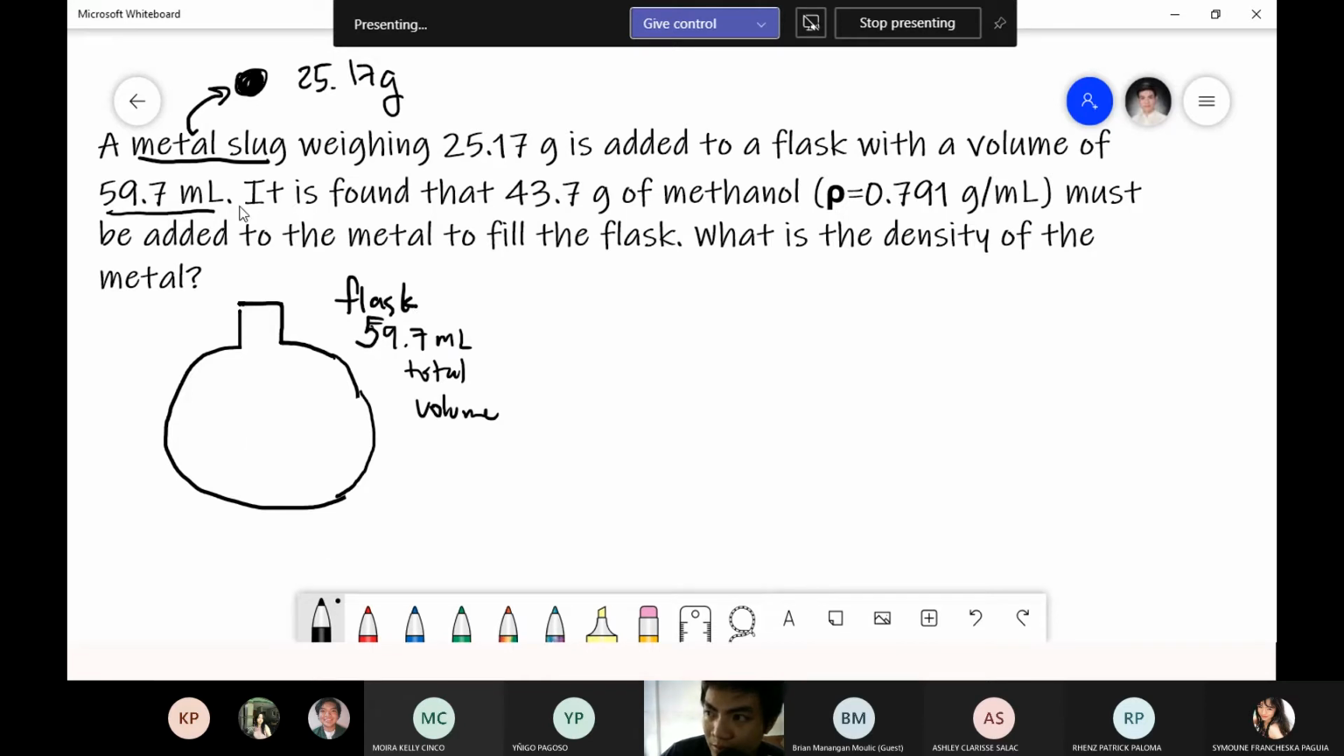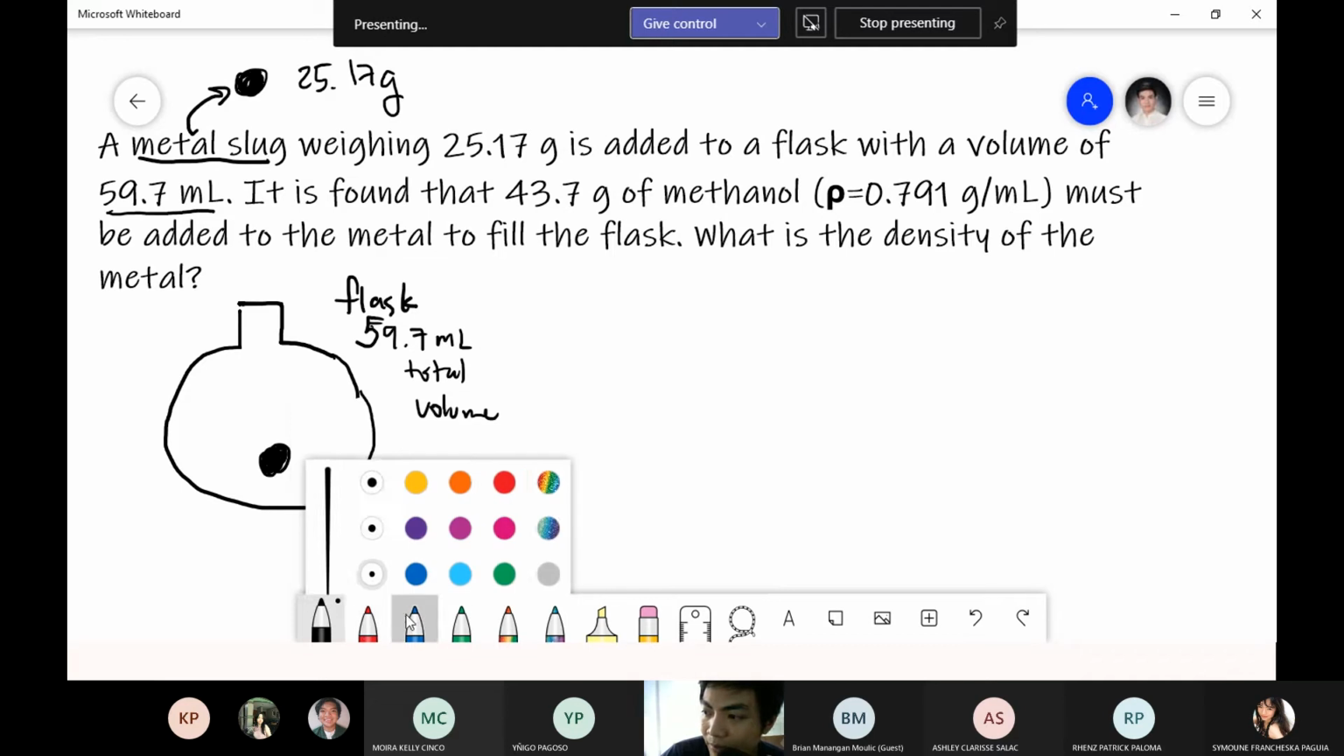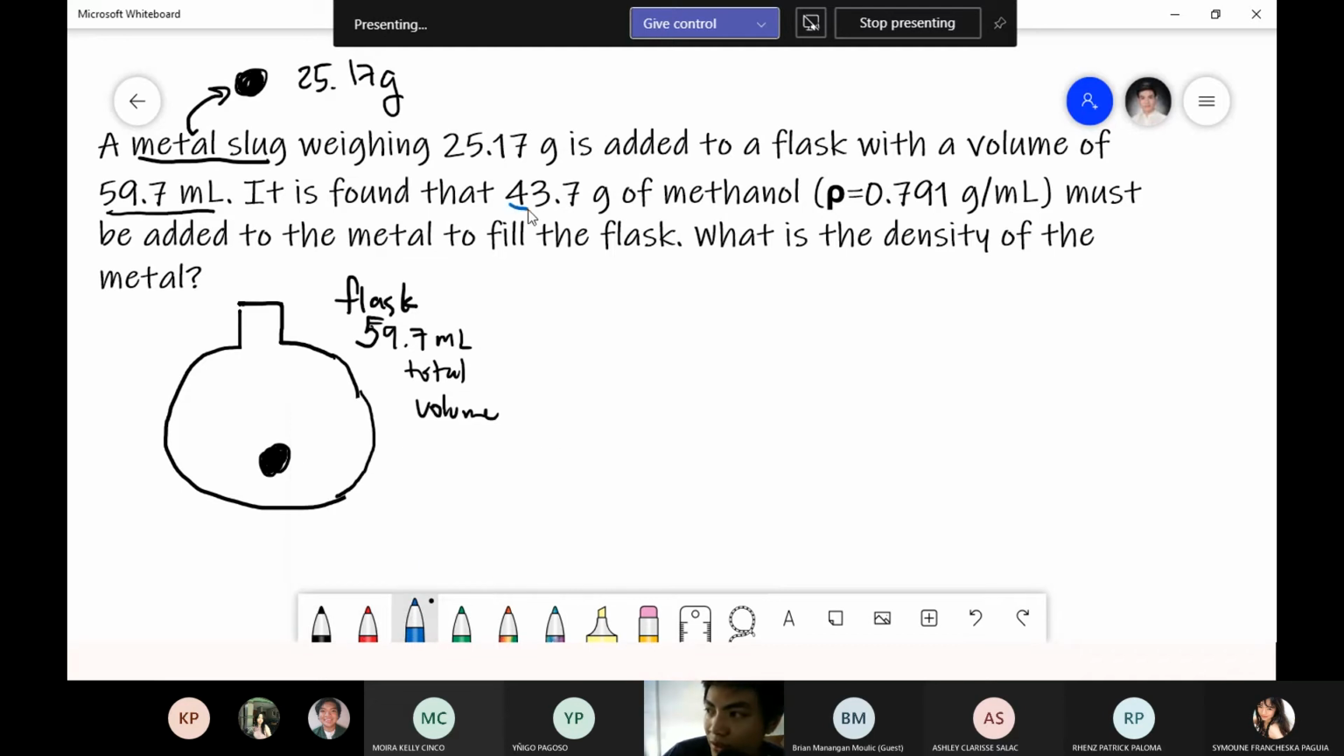Tapos, ano ginawa? Yung slug, yung bilog na yon, nilagay dito. Pinasok nila dyan yung slug. And then, to completely fill the flask, sabi ni problem, naglagay daw siya ng 43.7 grams ng methanol. So, nilagay niya yung slug, then para mapuno yung flask, naglagay siya ng 43.7 grams na methanol. Ano daw yung density ng metal?